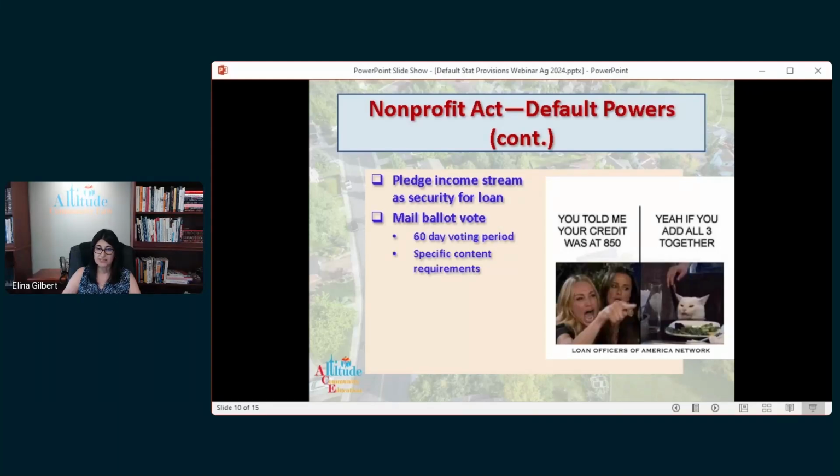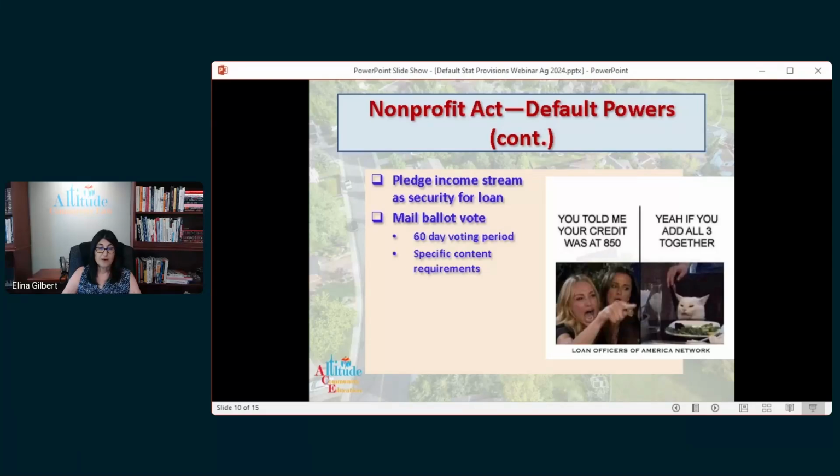Can't do it otherwise. And I know there's a lot of associations currently looking at bank loans because things are getting very expensive. And frankly, people aren't sure how they are going to pay for it. So the first thing you should do when you're thinking about that, look at the date your declaration was recorded, and then look to see what kind of language you already have in there with respect to pledging an income stream for security.